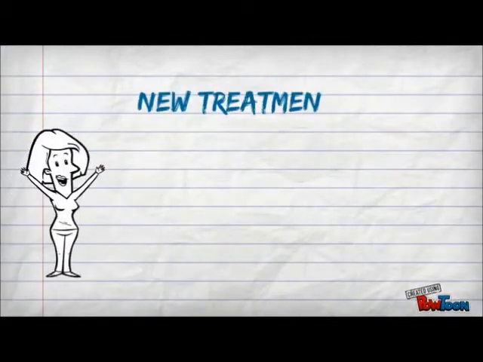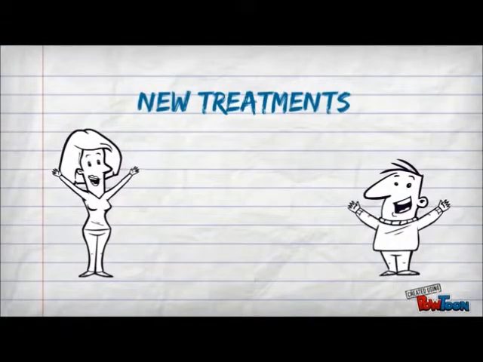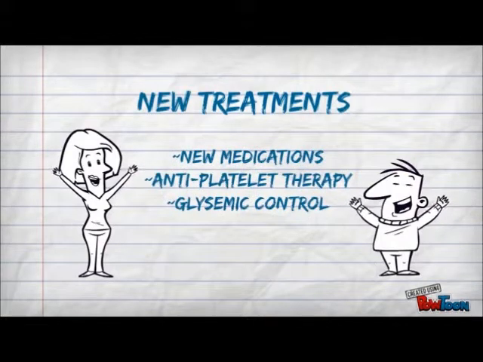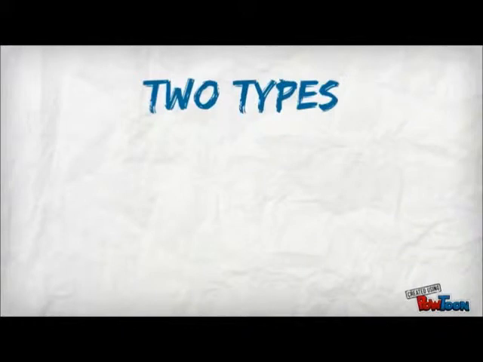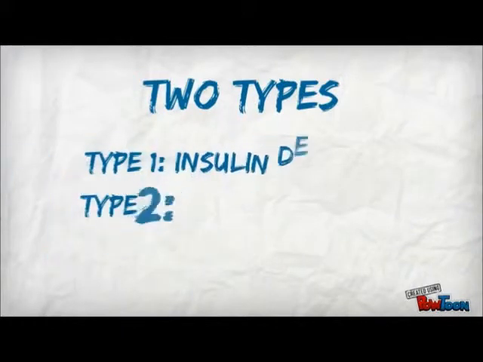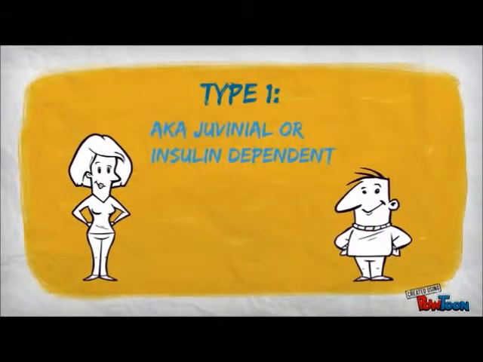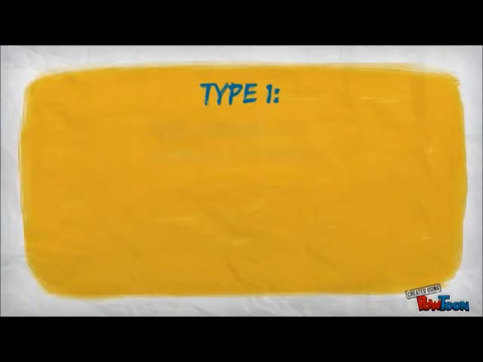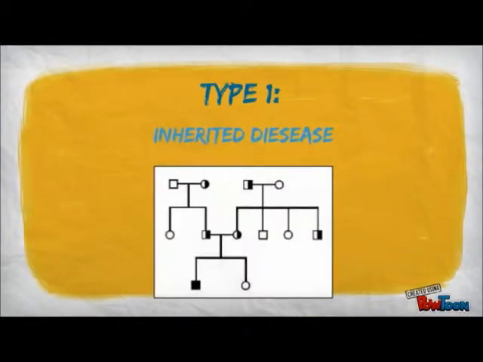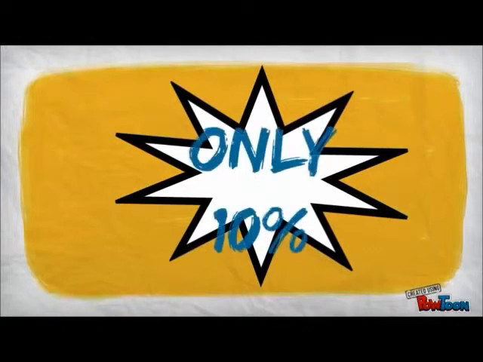Luckily, modern-day technology has many helpful ways to get insulin and other drugs, like medications for dyslipidemia, hypertension, antiplatelet therapy, and glycemic control to help with the side effects of diabetes. The two types of diabetes are as follows: type 1, insulin deficient, and type 2, insulin resistant. Type 1 diabetes, also known as juvenile or insulin-dependent diabetes, is an inherited disease. Only 0.3% of Americans, or 10% of people with diabetes, suffer from juvenile diabetes.